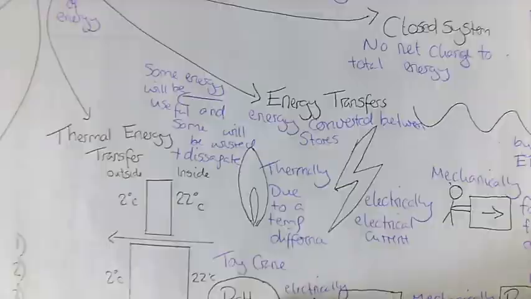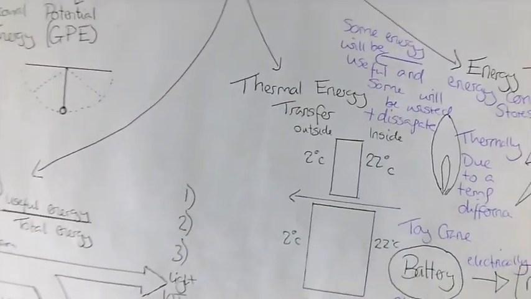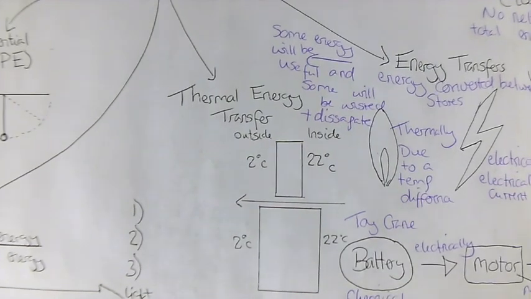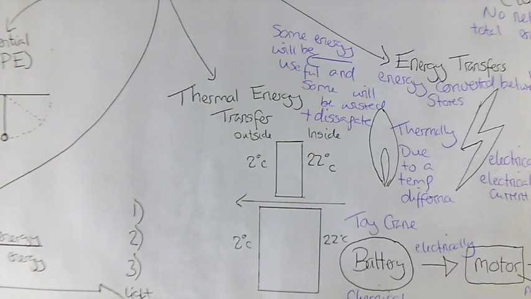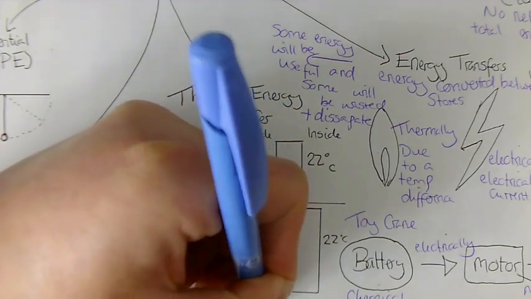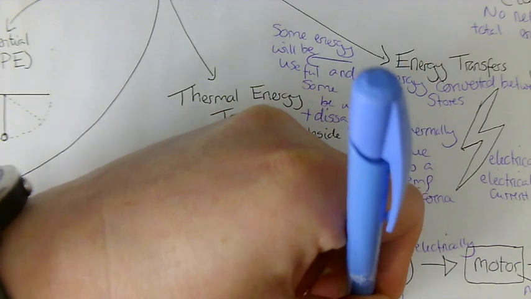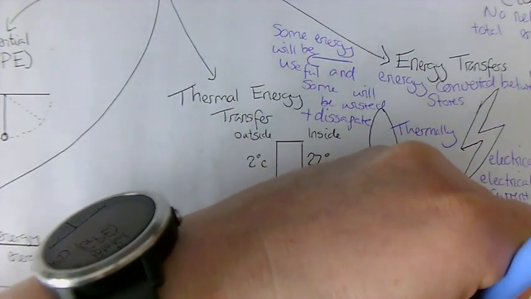Okay, so now we're going to start looking at the thermal energy transfer. So the different energy transfers that we have are conduction, convection, and radiation.